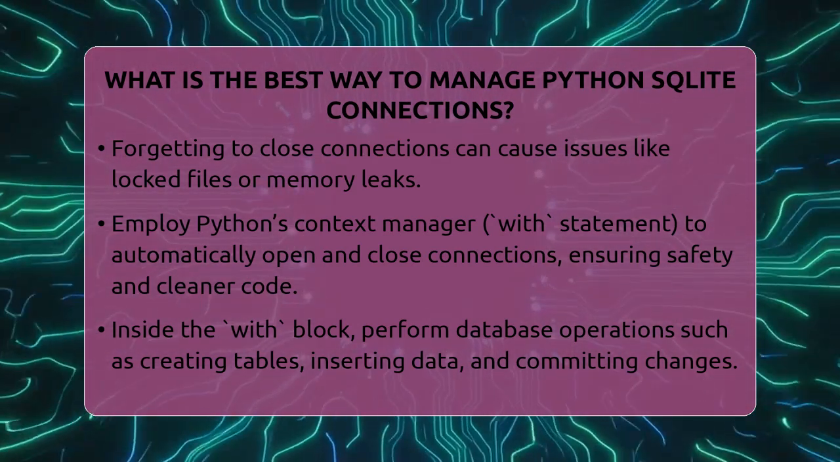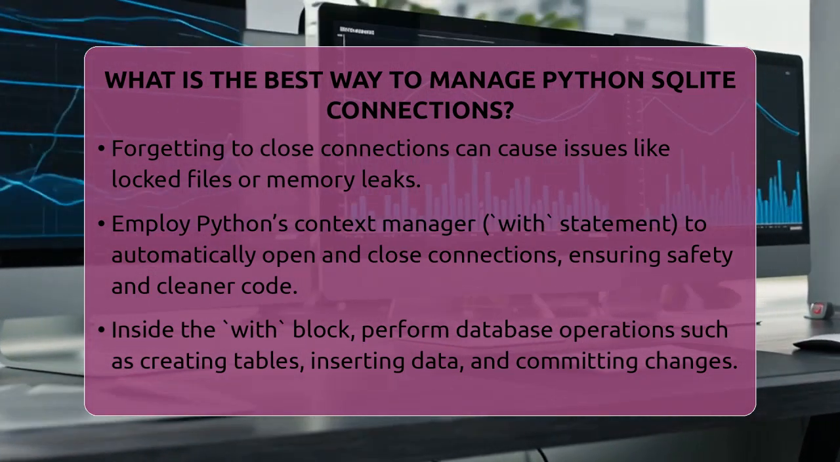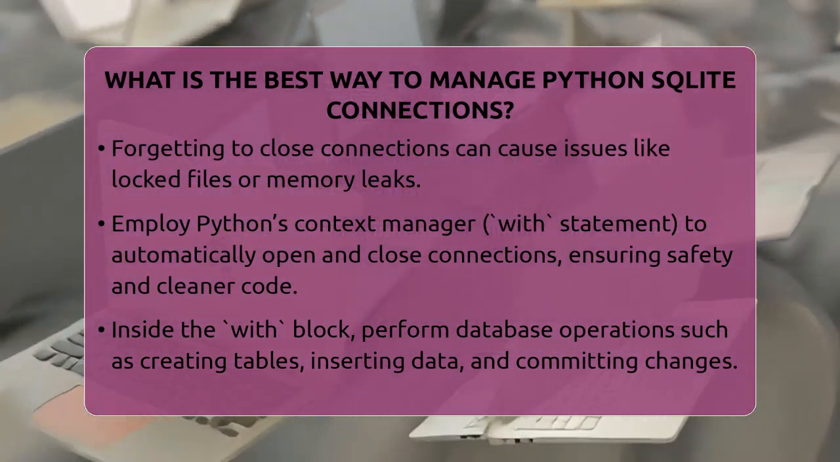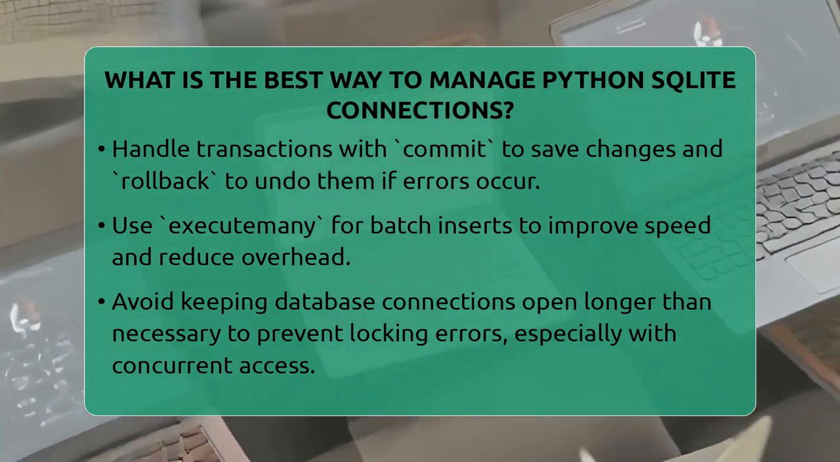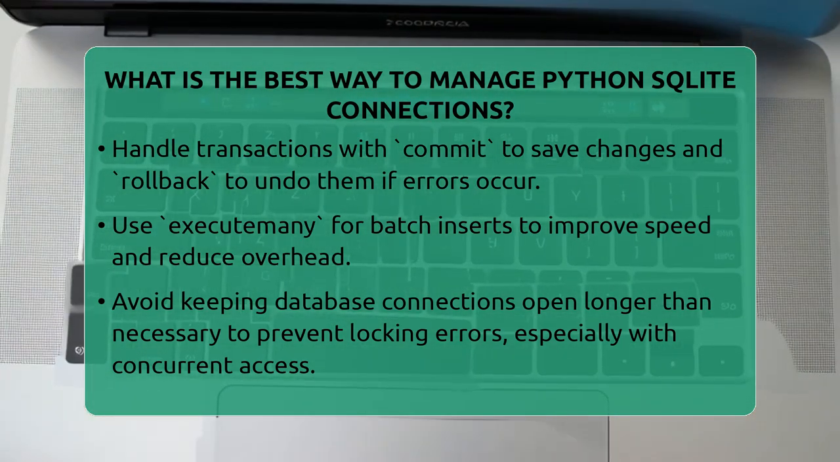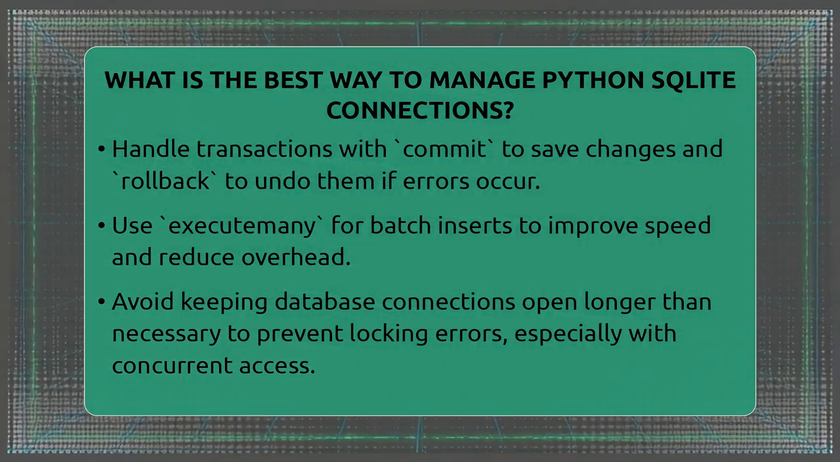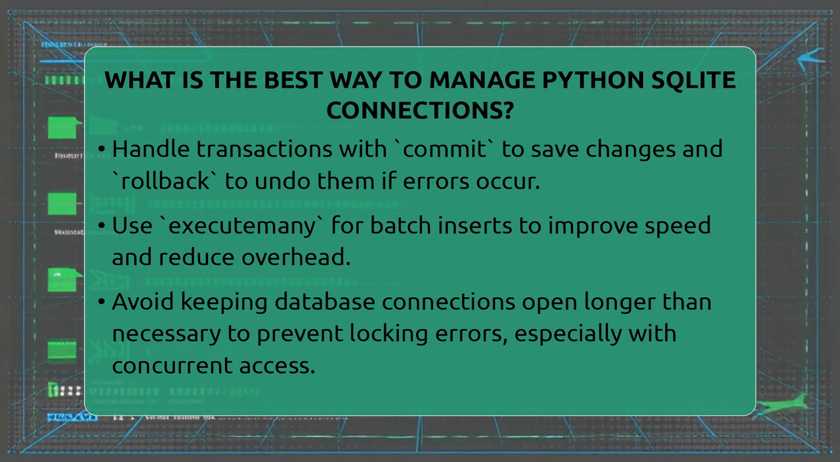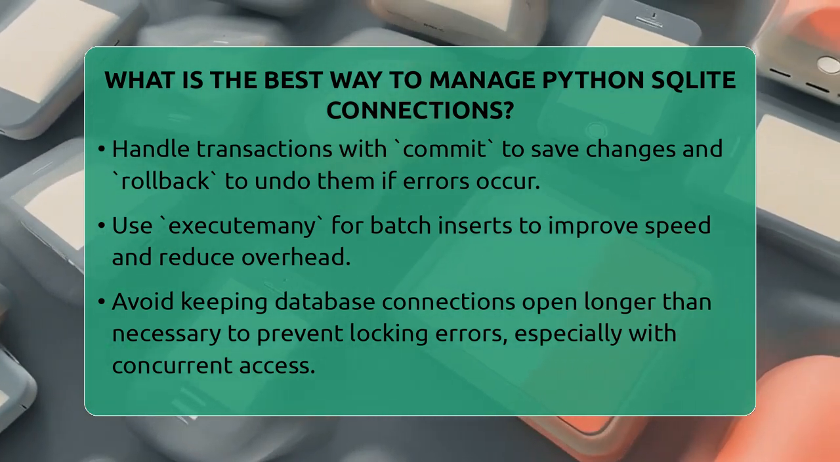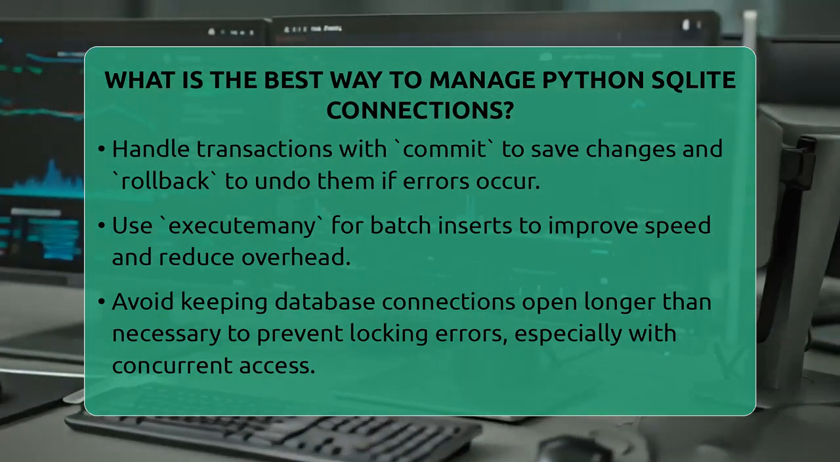When doing many inserts at once, use executemany instead of multiple single inserts. It's faster and reduces overhead. Sometimes, multiple parts of your program try to access the database at the same time. SQLite allows only one write at a time, so if you keep connections open too long, you might get locking errors. To prevent this, open and close connections quickly and avoid keeping them open longer than needed.